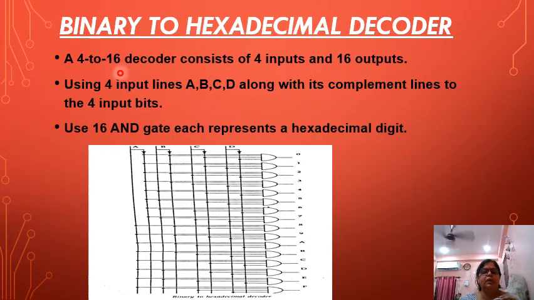How are we going to convert binary to hexadecimal? A binary to hexadecimal decoder is a 4 to 16 decoder, consisting of 4 inputs and 16 outputs. Using 4 input lines A, B, C, D, along with their complement lines, 4 bits, we use 16 AND gates and represent a hexadecimal digit. See, 16 AND gates are used to represent a hexadecimal digit.